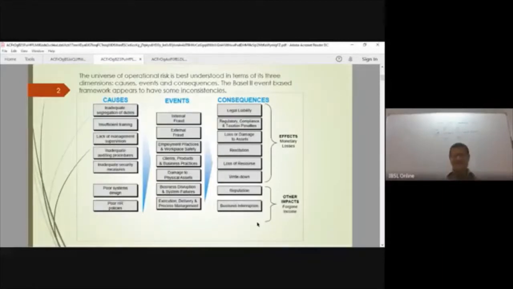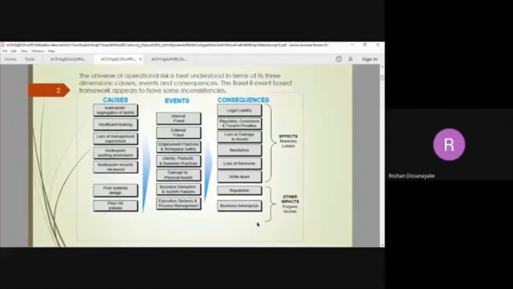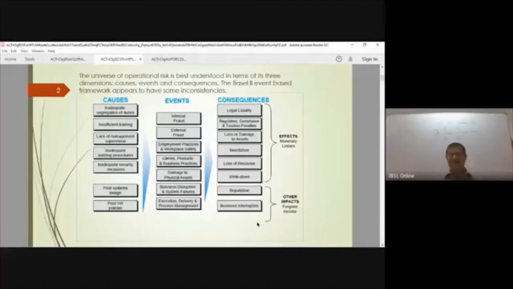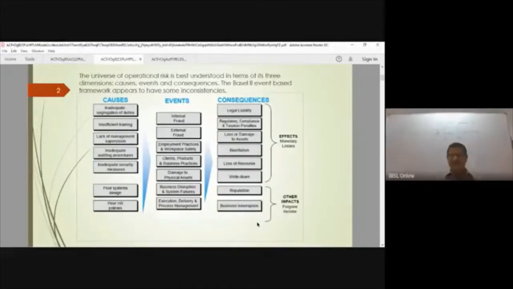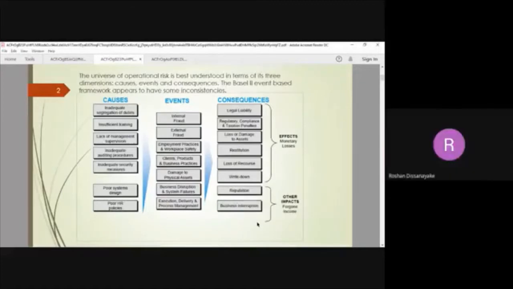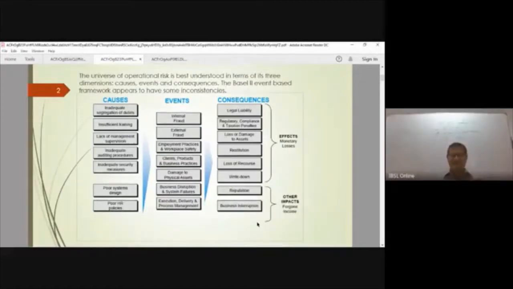Now we know operational risk is ultimate loss. The loss could come from legal liability or loss or damage of resources, or you may have to write down certain things. These are all consequences if your people did not act properly, your systems failed, or some external event happens.